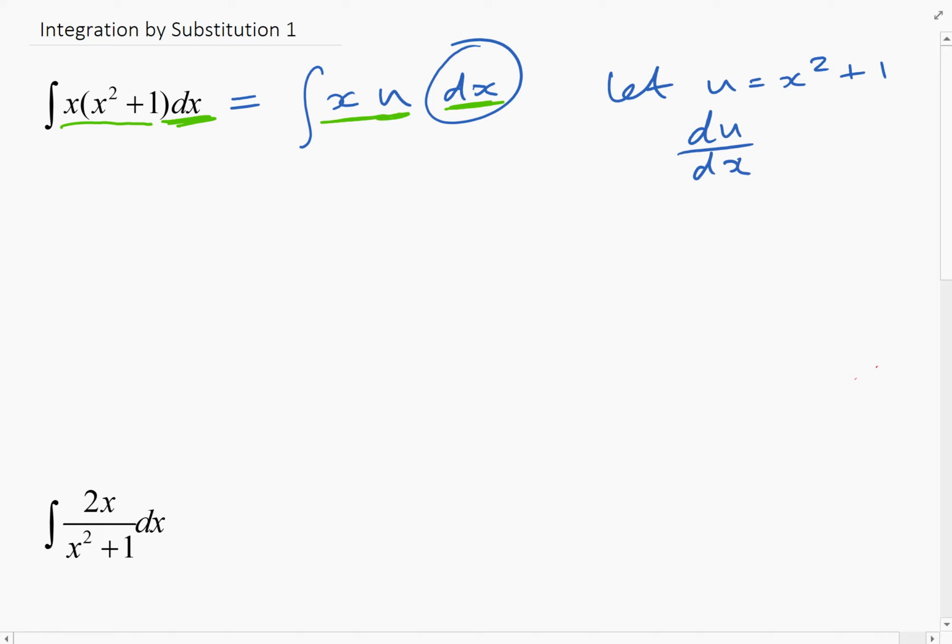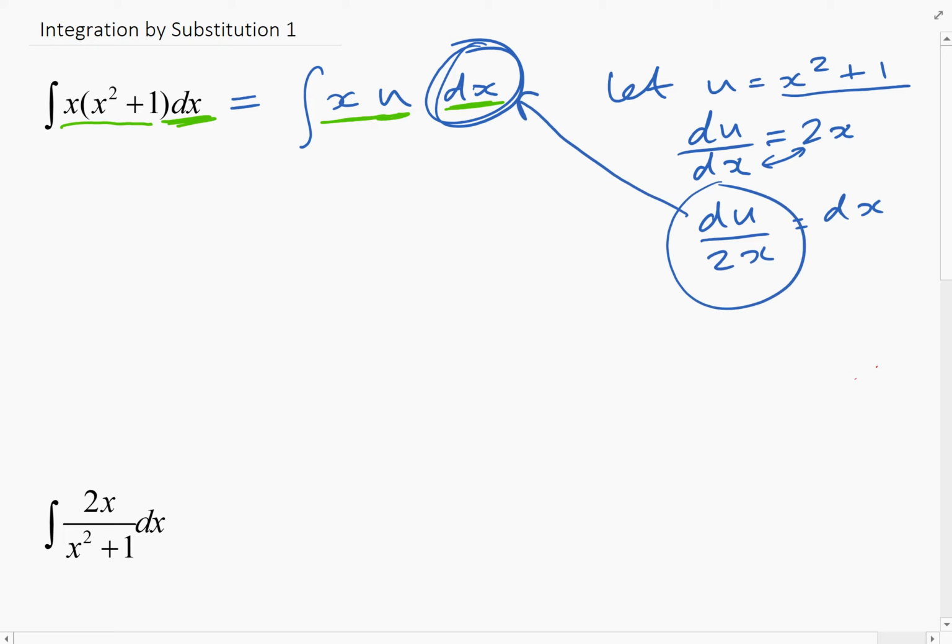So du by dx is just 2x. We're just differentiating this, and then we want to get rid of this dx, as I've explained, and change it to du. So if we rearrange this, we can multiply du to the other side and divide by 2x. So dx equals du divided by 2x. So this here can go there.